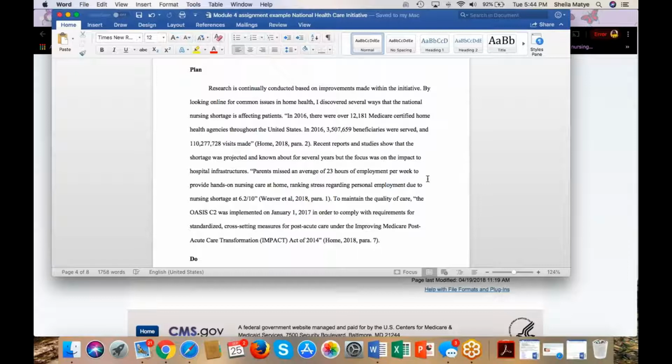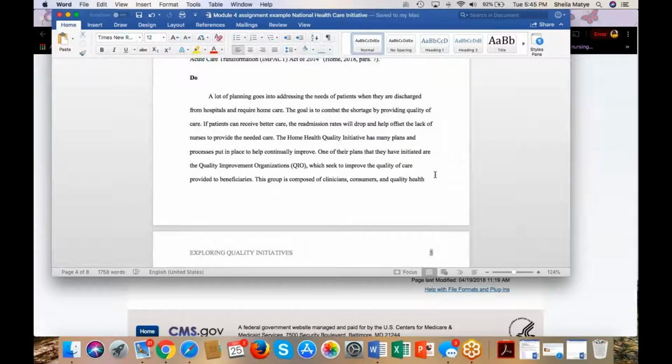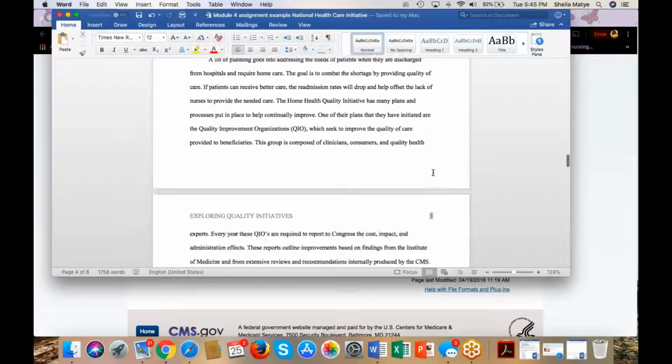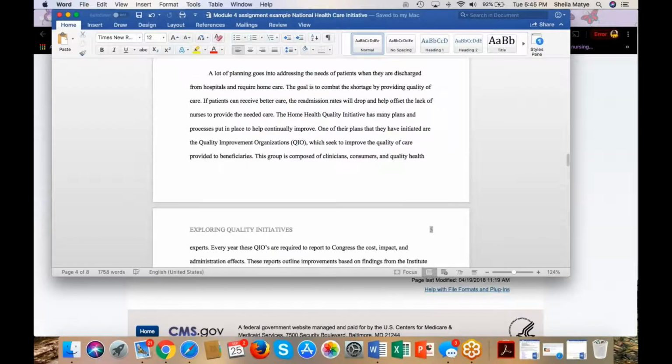So then under the do, a lot of planning goes into addressing the needs of patients when they're discharged. They just talked about it more. The goal, you've got many plans put into place. One of their plans, they have initiated our quality improvement organization. So they're just talking about what's under the do part. What's happening now.